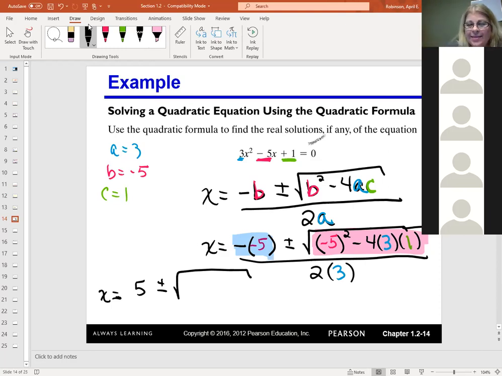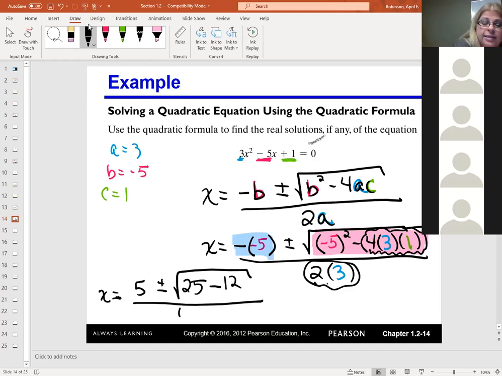So parentheses would be first. I have parentheses in here, but I put the parentheses there for the sake of the substitution. So I move to exponents next. So the negative 5 squared, negative 5 times negative 5 is 25. And then skip over the minus and you go over to the 4 times 3 times 1. 4 times 3 is 12. 12 times 1 is 12. Okay, and then that's all over the denominator, 2 times 3, that's 6.